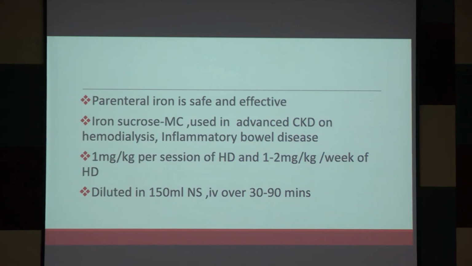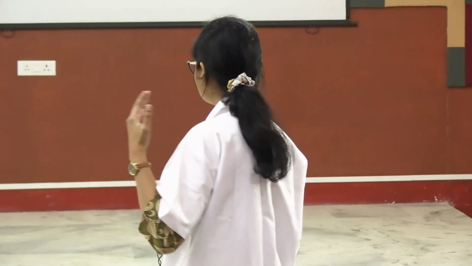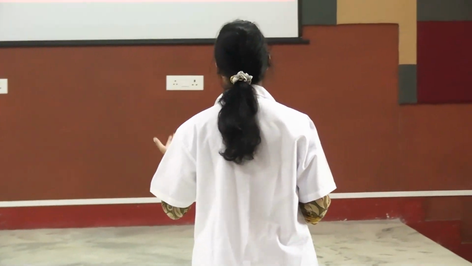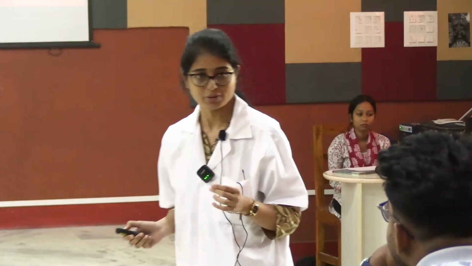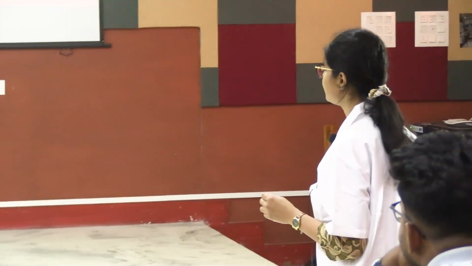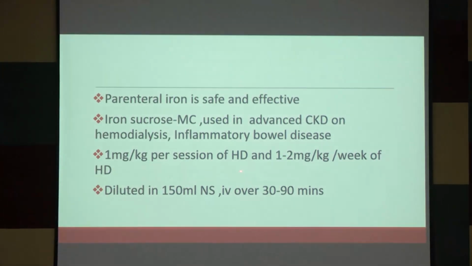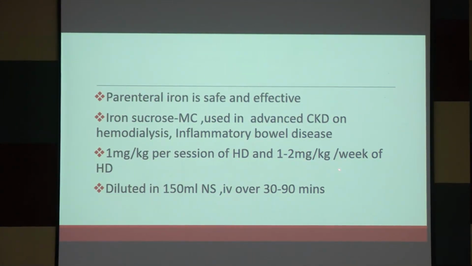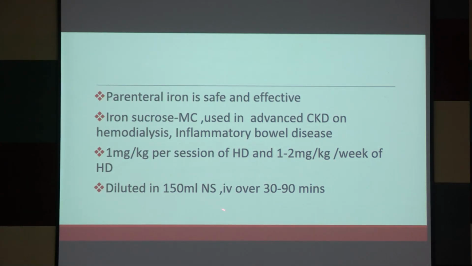Suppose a patient is on hemodialysis because of advanced chronic kidney disease. What happens in chronic kidney disease? There is anemia. Why? Because of decreased erythropoietin release. It is an anemia of chronic disease. So we need to give parenteral iron in this patient, and also in inflammatory bowel disease. So what is the dose? It is 1 milligram per kg per session of hemodialysis and 1 to 2 milligram per kg per week of hemodialysis. Again, that is also diluted and given over 90 minutes.